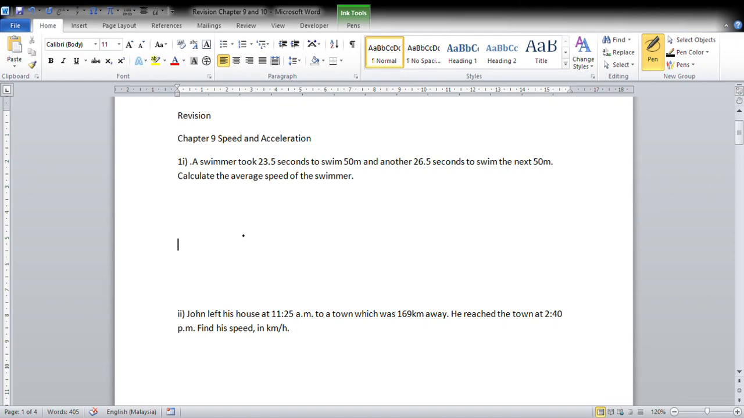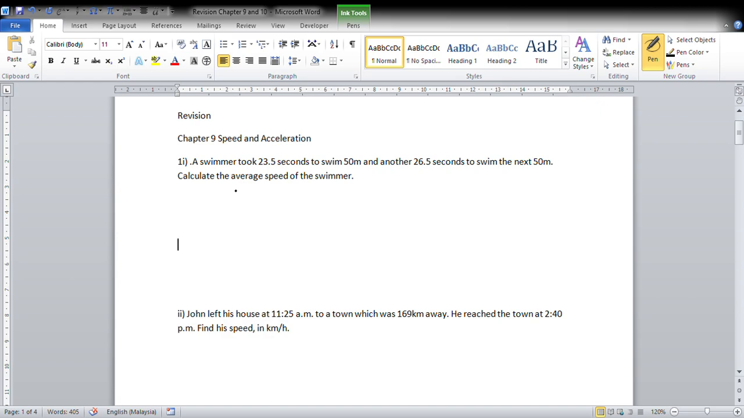Hello class, today we're going to do revisions on chapter 9, speed and acceleration. There are a few formulas you have to remember for this topic, the way to calculate speed and the way to calculate acceleration. We'll revise it when we calculate and solve all these questions.